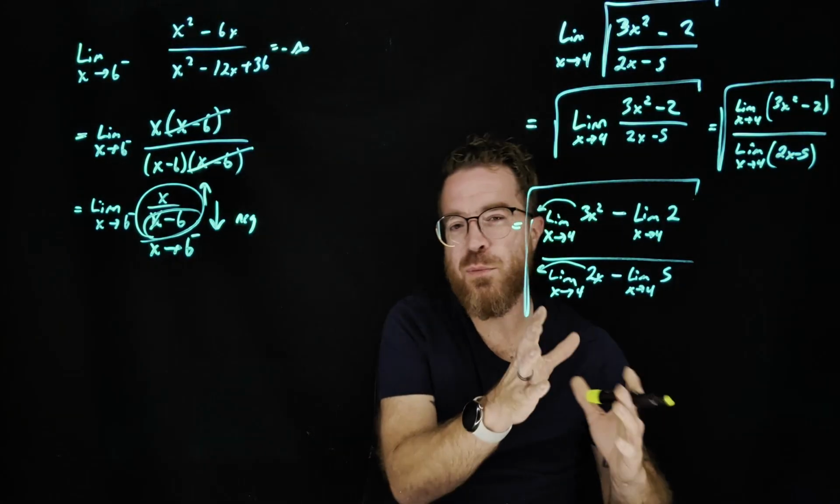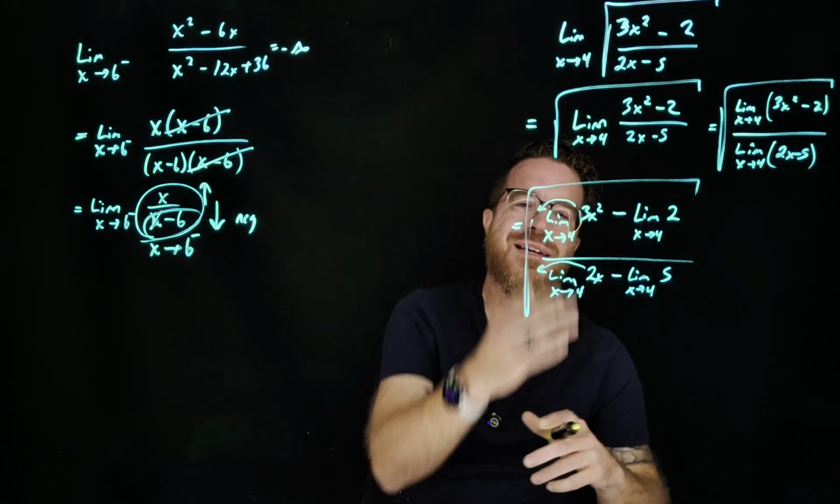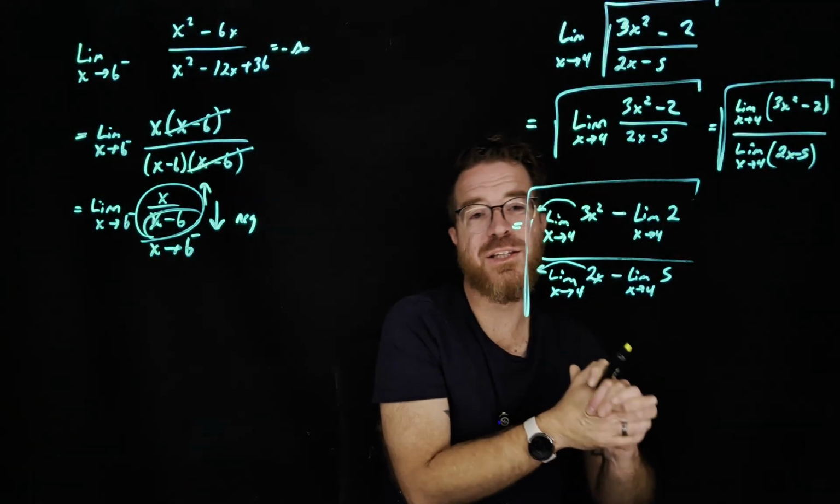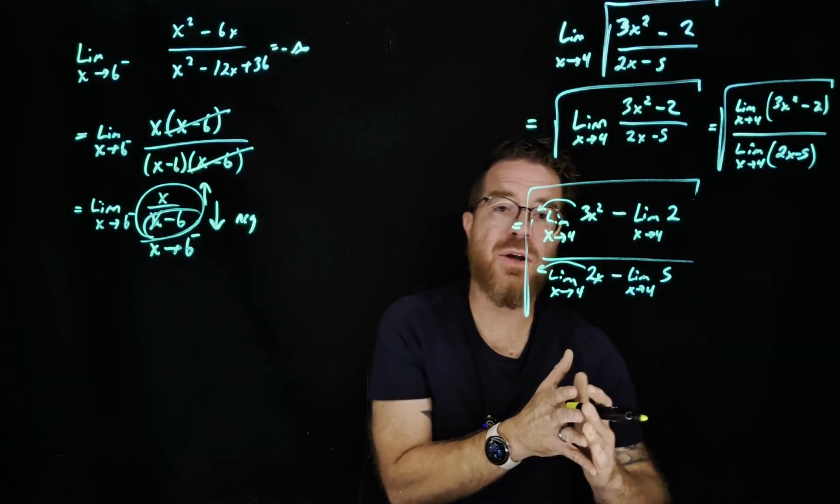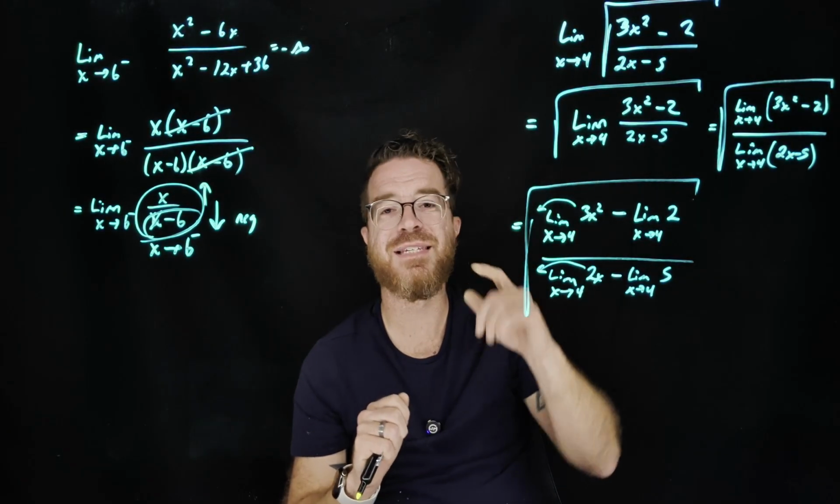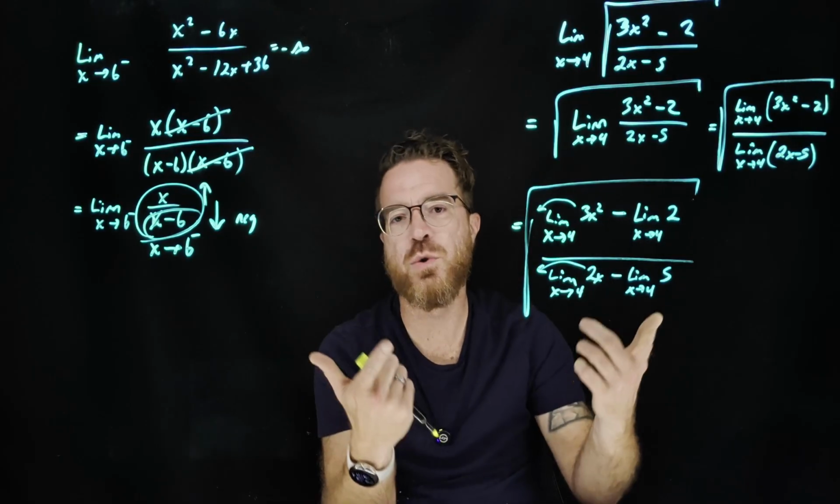And technically, there is one more limit law that we're using, which is this one here. We're going to end up with 3 times the limit as x approaches 4, x squared, which is actually using the limit law that if I have the limit of some function to a power, it's the same thing as taking the limit of x and then squaring that.